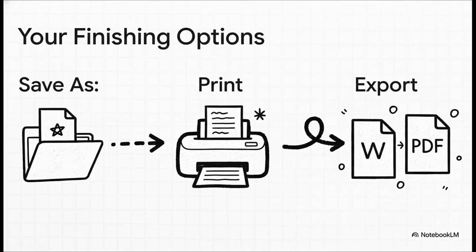And while we're in that File menu, you'll see a few other key options for finishing up. You've got Save As, which we just covered. You've got Print, which is, well, for printing. And check out Export. This is a super handy tool for turning your document into a PDF. That's perfect for when you're emailing it to someone and you want to make sure it looks exactly the same on their screen as it does on yours.